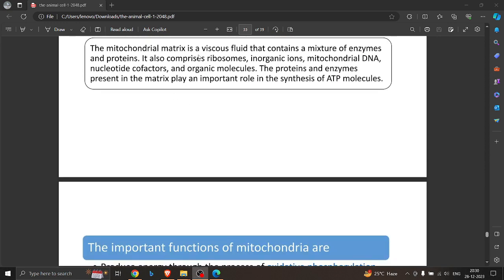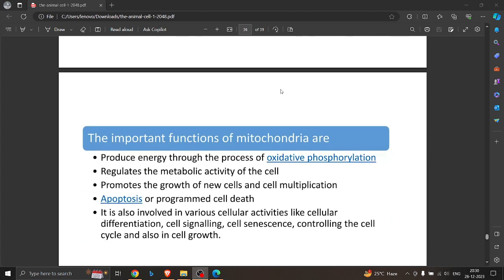The mitochondrial matrix is a viscous fluid that contains a mixture of enzymes and proteins. It also consists of ribosomes, inorganic ions, mitochondrial DNA, nucleotide cofactors, organic molecules, etc. The proteins and enzymes present play an important role in the synthesis of ATP molecules.